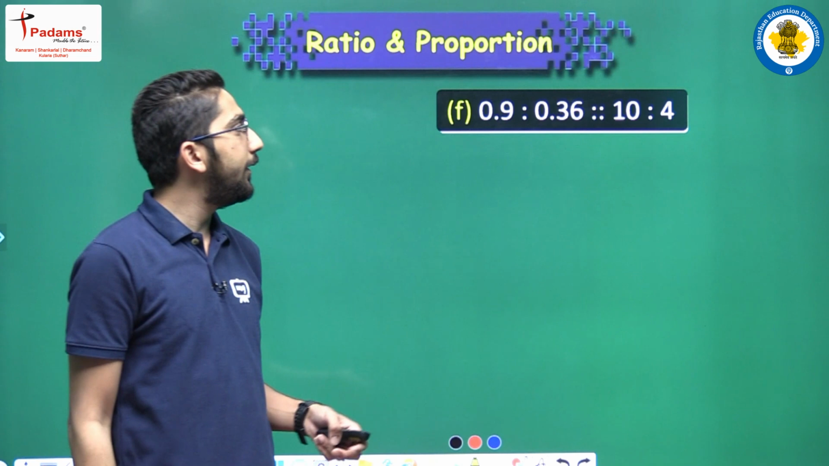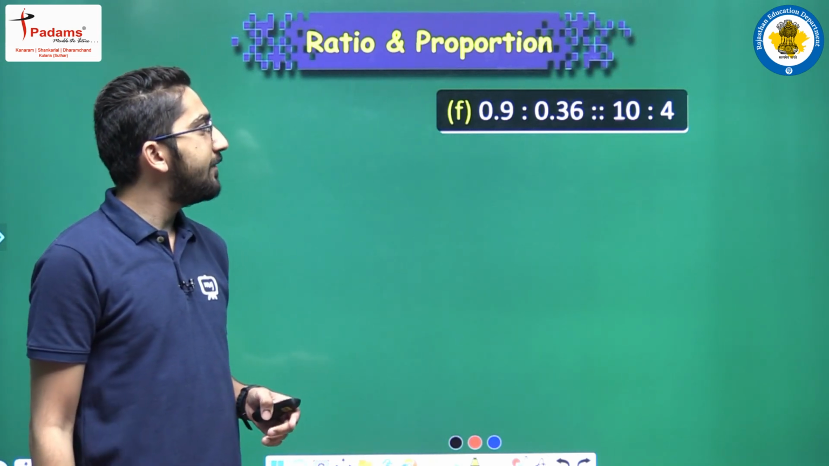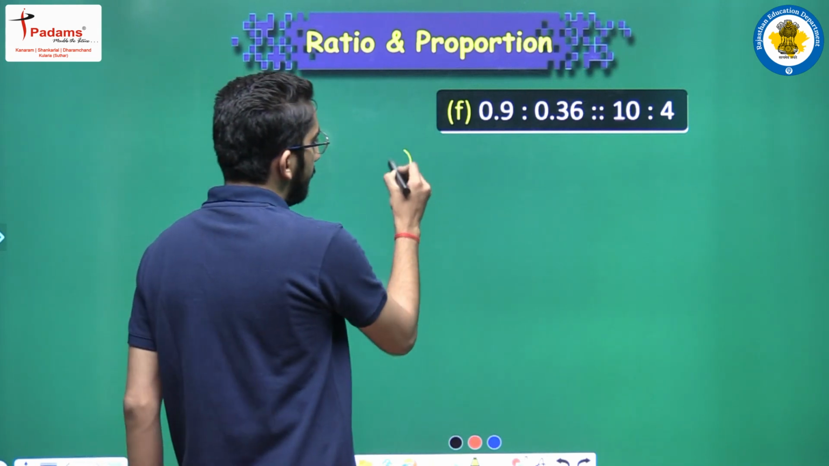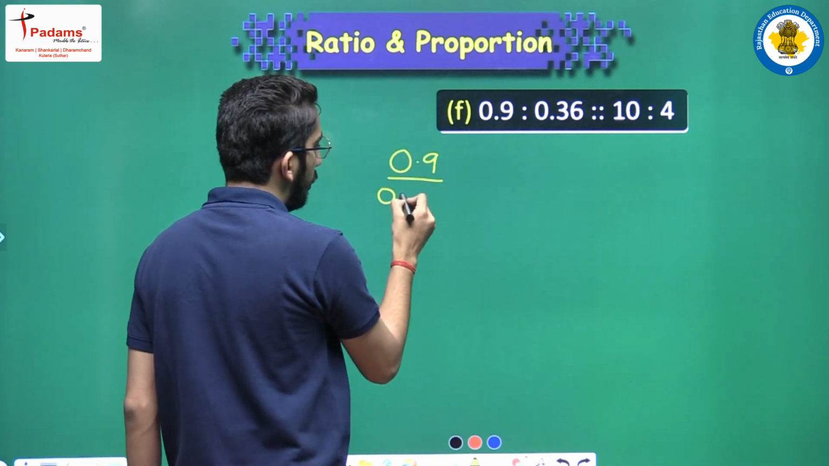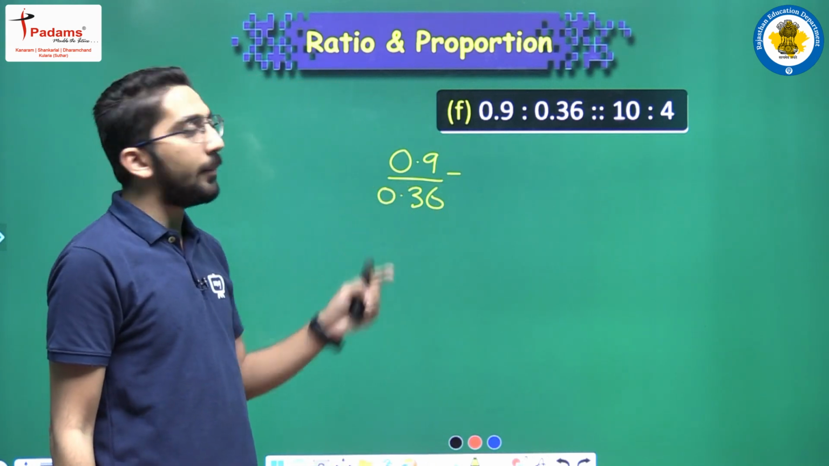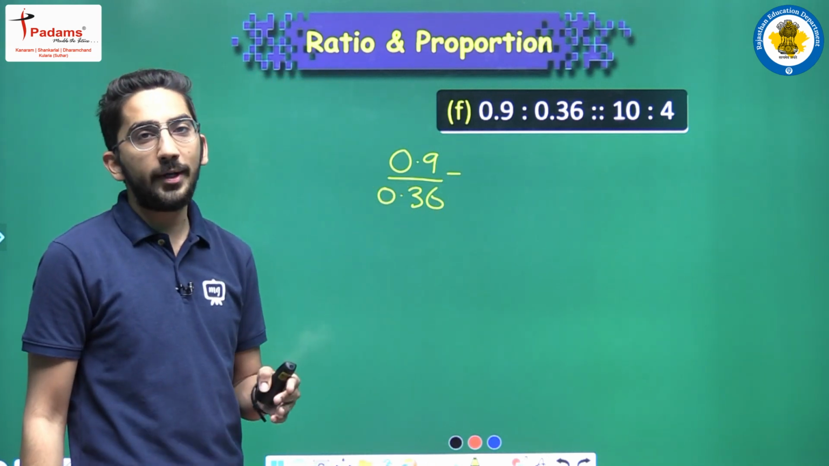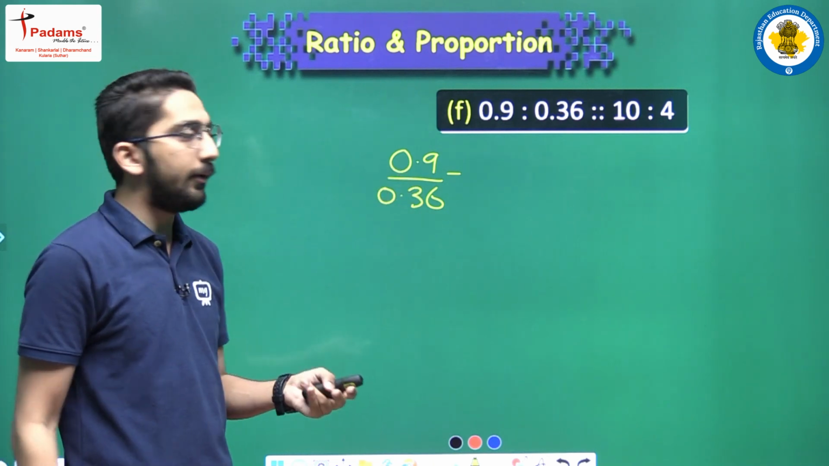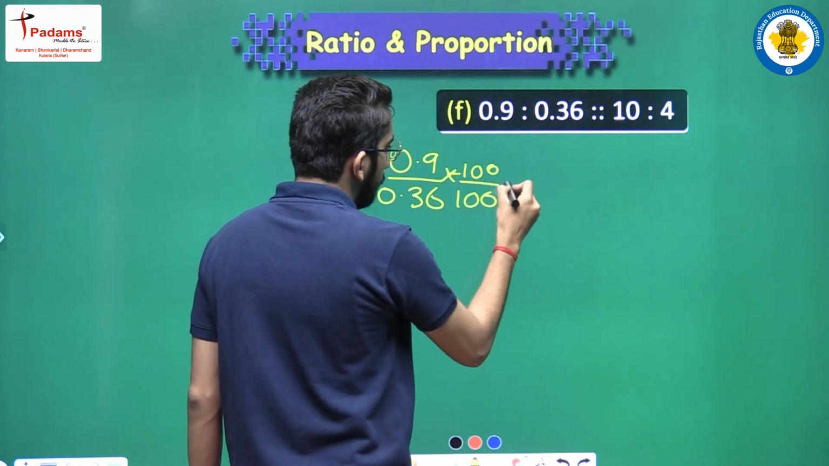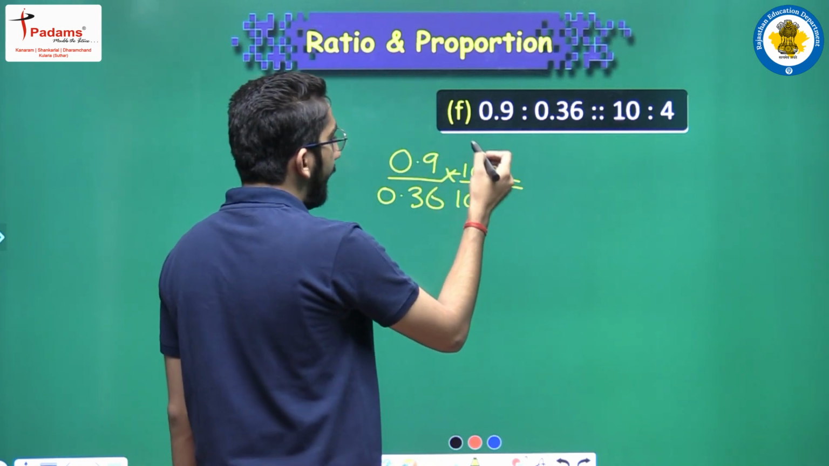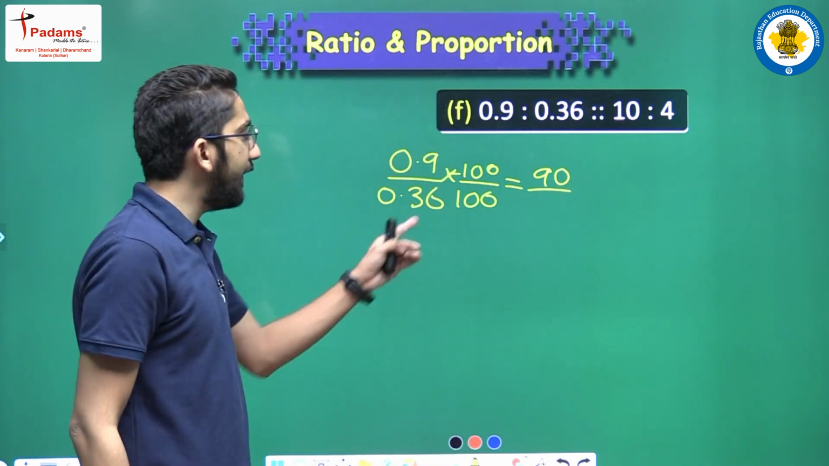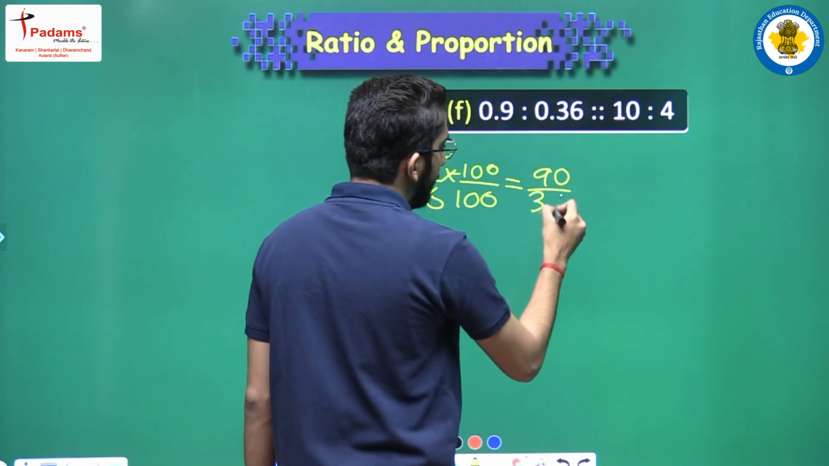ठीक है, आगे देखिए 0.9 एंड 0.36 देन 10:4. सो फर्स्ट 0.9/0.36. अगेन स्टूडेंट्स, मैं इसको 100 से मल्टीप्लाई कर सकता हूं न्यूमरेटर और डिनोमिनेटर दोनों को, टू मेक इट इजी फॉर कैलकुलेशन. So 0.9 into 100 will be 90 and 0.36 into 100 will be 36.